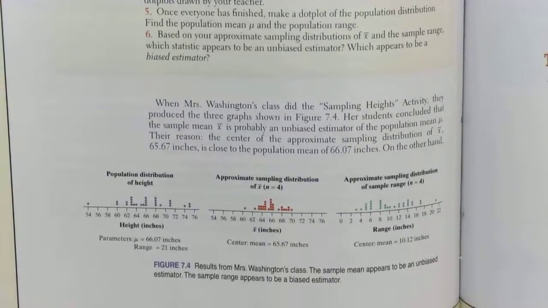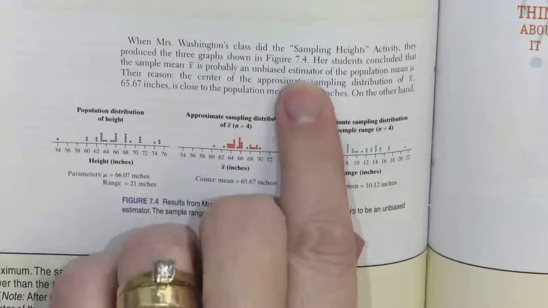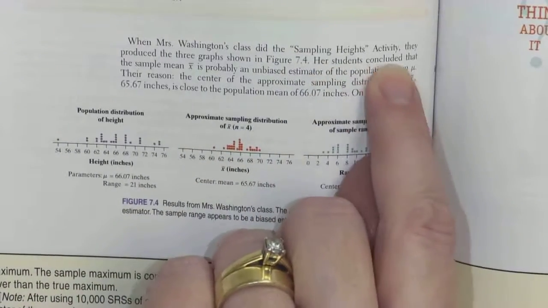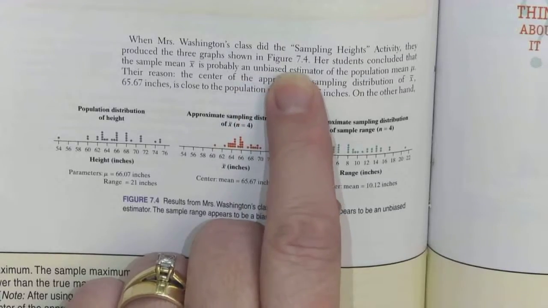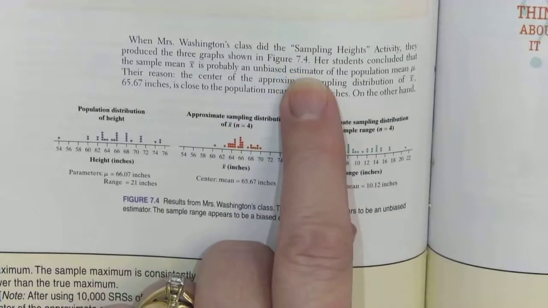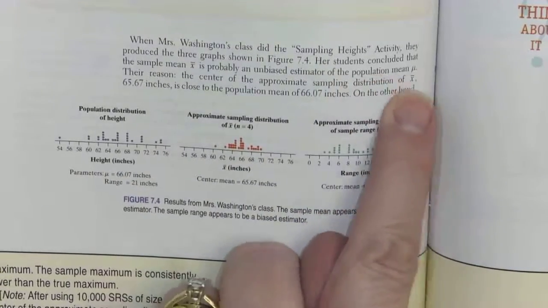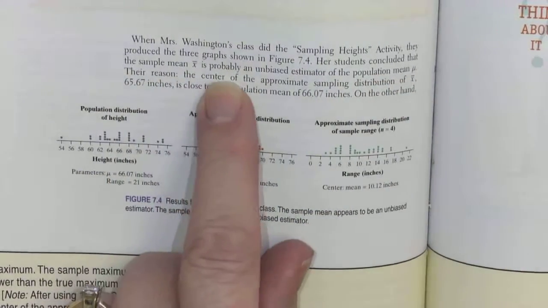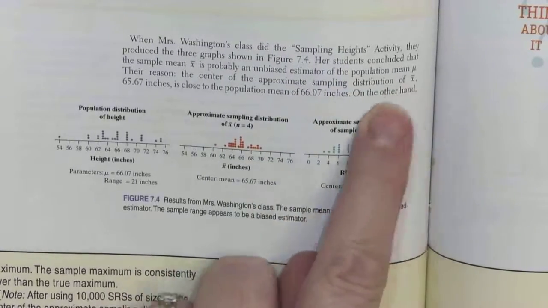This is what happened with a specific class. Mrs. Washington's class did this sampling of the heights activity. They produced the 3 graphs shown in figure 7.4, right here. Her students concluded that the sample mean x bar is probably an unbiased estimator of the population mean mu.